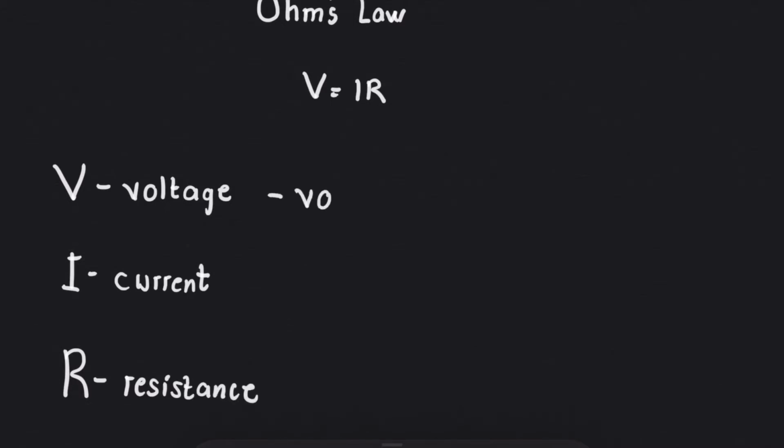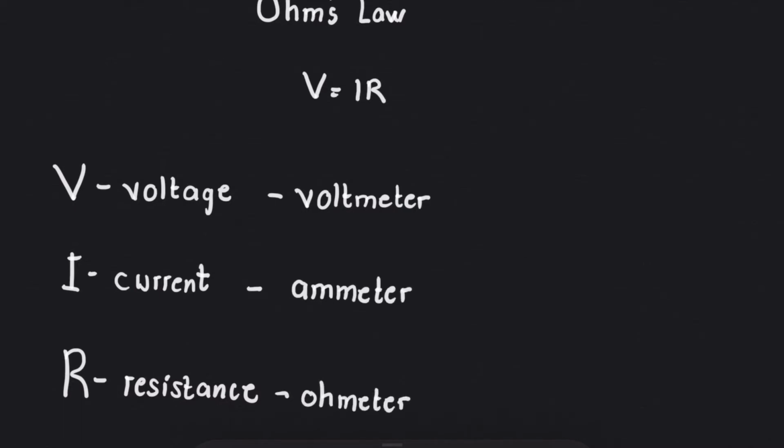The voltage can be measured using a voltmeter. The current can be measured using an ammeter, while the resistance can be measured using an ohmmeter. The voltage is expressed in volts. The current is expressed in amperes. And lastly, the resistance is expressed in ohms.